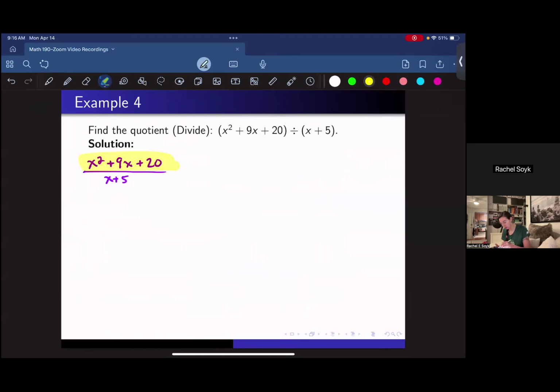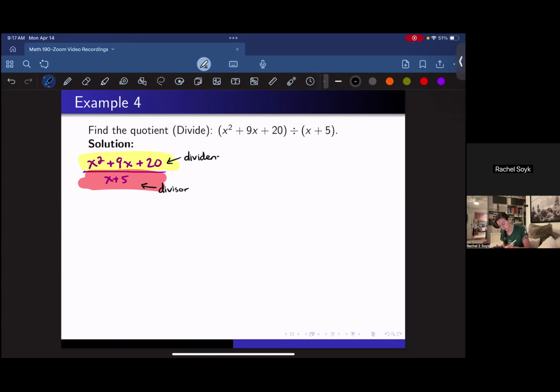And I'll label them again. So this is our divisor. And this was our dividend.